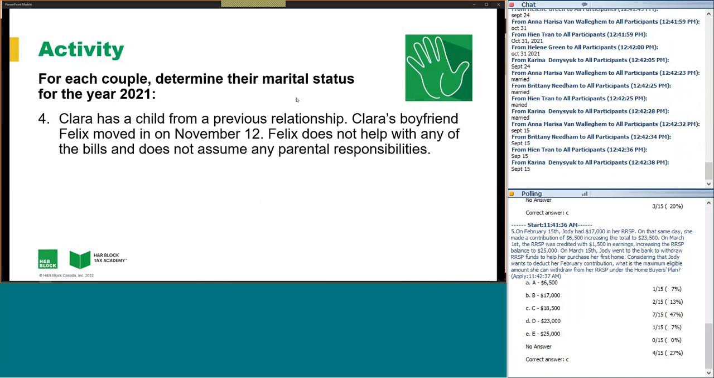Clara has a child from a previous relationship. Clara's boyfriend, Felix, moved in on November 12th. Felix does not help with any of the bills and does not assume parental responsibilities. We're not going to give Clara life advice. We're going to give her tax advice. What will Clara's tax marital status be at the end of the year?